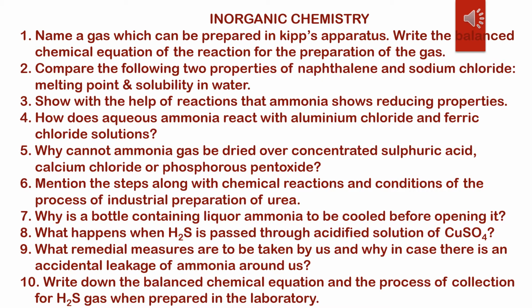Second question, compare the following two properties of naphthalene and sodium chloride. Properties are melting point and solubility in water. First column sodium chloride. Next I am discussing naphthalene points. First point is melting point. Being electrovalent compound, NaCl has a high melting point, that is 808 degrees Celsius. Being covalent compound, naphthalene has low melting point, that is 80 degrees Celsius.